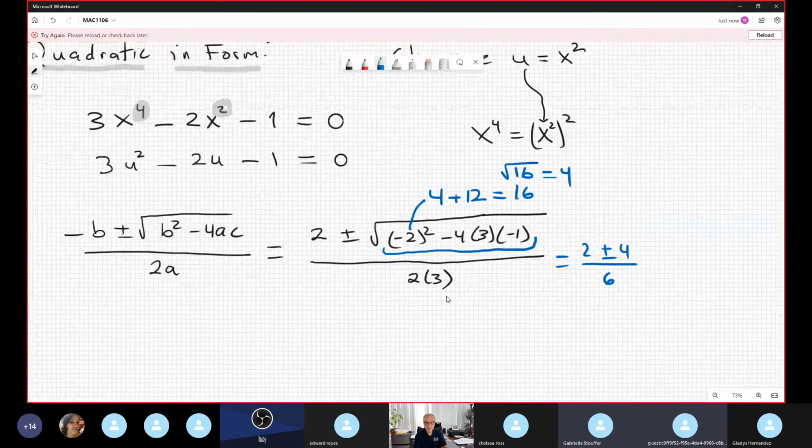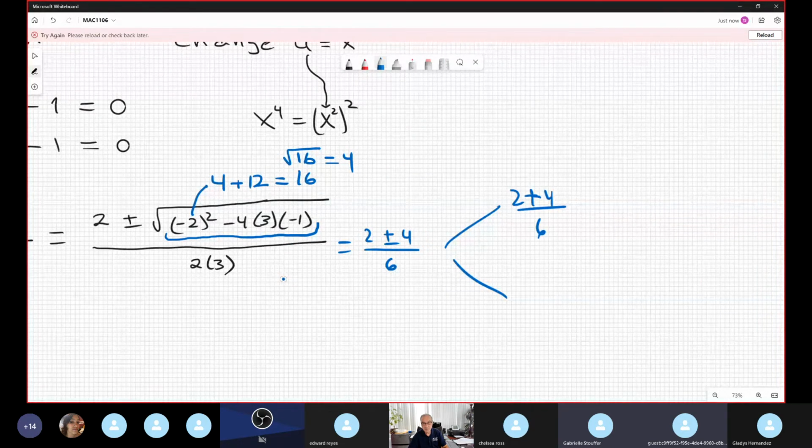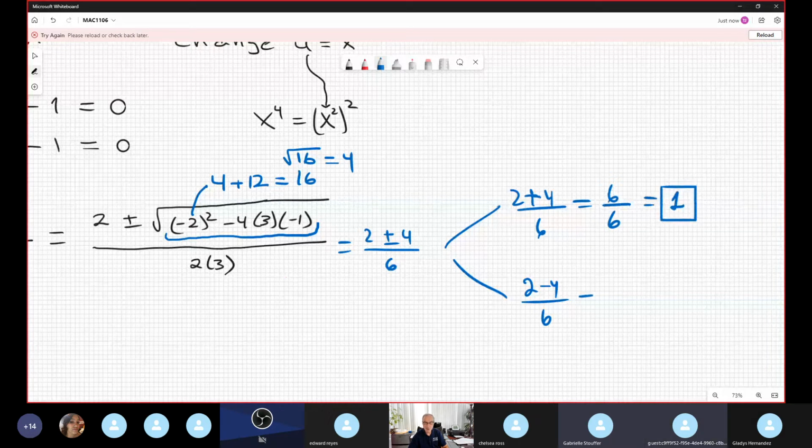Split into pieces. One piece uses the positive sign, and the other piece uses the negative sign. This is 6 over 6 is 1. Wow. Nice. I like that. And the other one is -2 over 6. Okay, -1/3. And this is the answer of the equation. No.